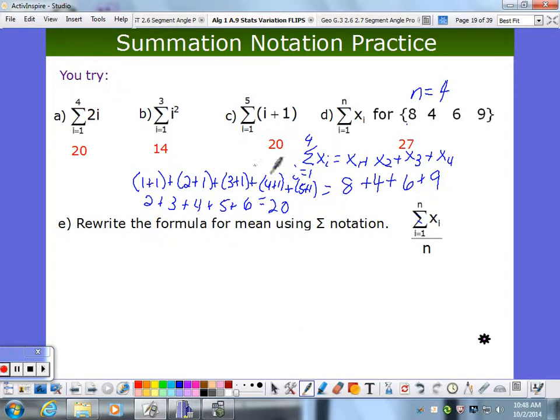So definitely expand it. Try not to do these in your head. I'm telling you, it'll just mess you up. Just write them out. Okay, awesome.